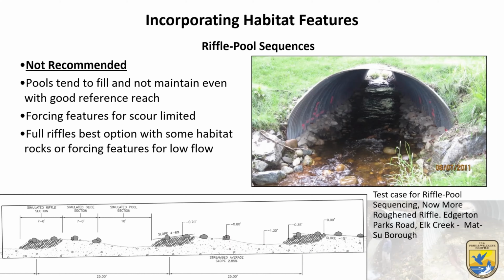And we did do a test case of this once, 15 or more years ago, Edgerton Parks Road and Elk Creek in the Matsu. And it was extremely difficult to get the slopes right with the contractor. And it did over time flatten out. The pools filled up. It's still viable, but for the amount of effort and work that was involved with it, it wasn't worth it. And it also kind of shallowed up those pools. And luckily, we have a pretty good low flow going through there in a typical year.